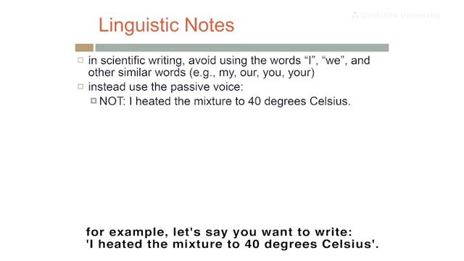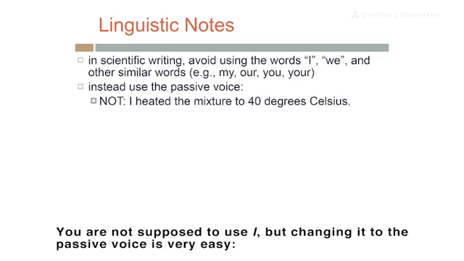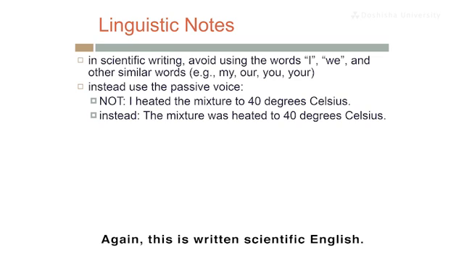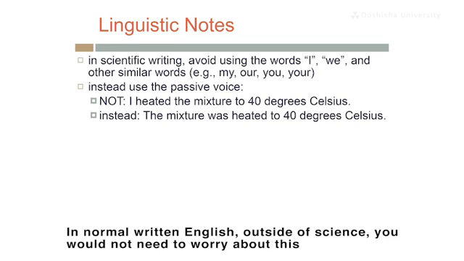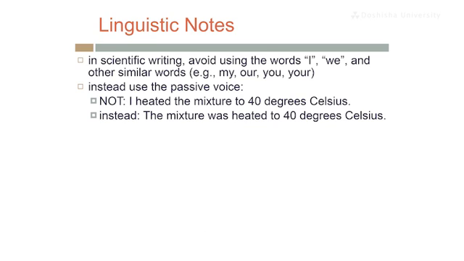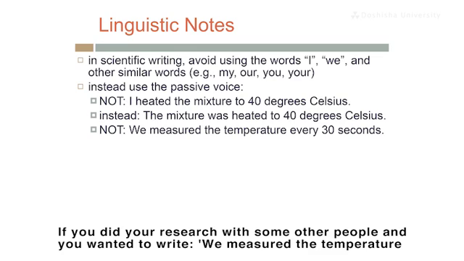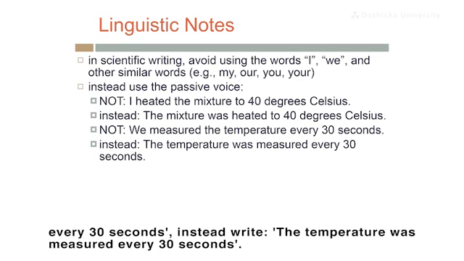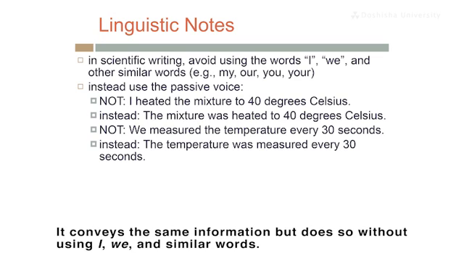For example, let's say you want to write, I heated the mixture to 40 degrees Celsius. Well, you're not supposed to use I, but change it to passive voice. It's very easy. The mixture was heated to 40 degrees Celsius. So again, this is written scientific English. In normal written English outside of science, you wouldn't need to worry about this. But for scientific English, go for the passive voice. Okay? So if you did your research with some other people and you wanted to write, we measured the temperature every 30 seconds, instead, write, the temperature was measured every 30 seconds. It conveys the same information, but does so without using I, we, and similar words.